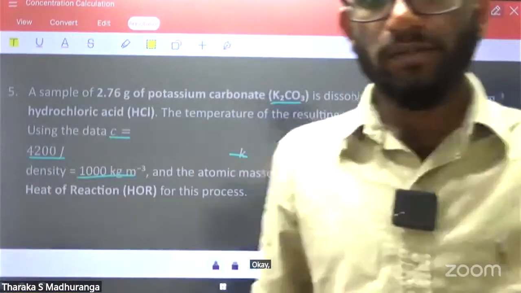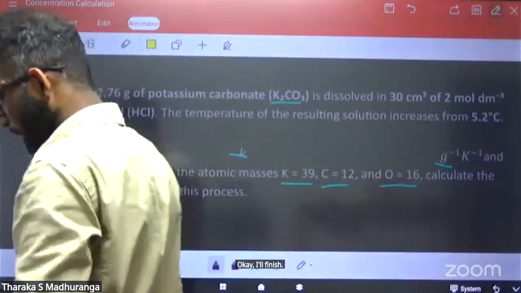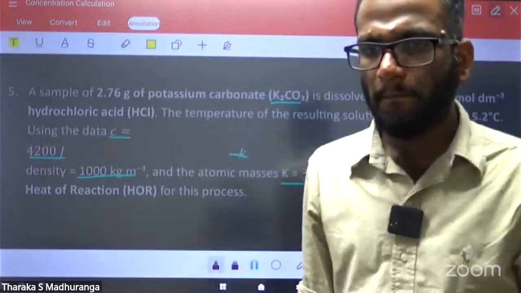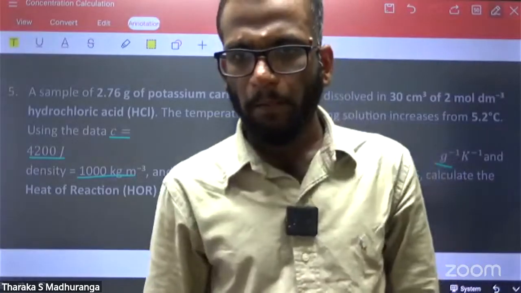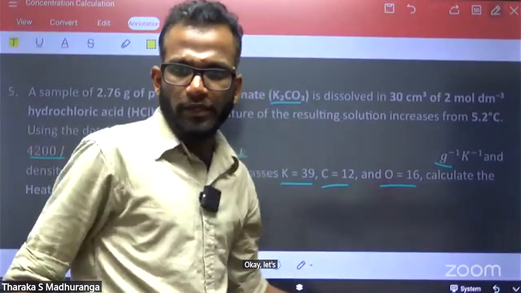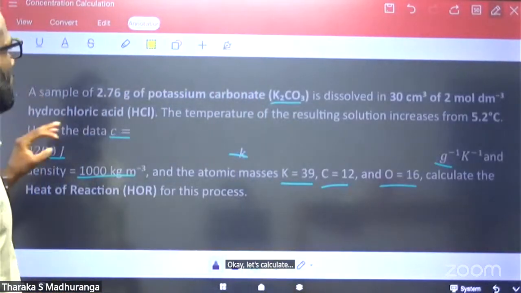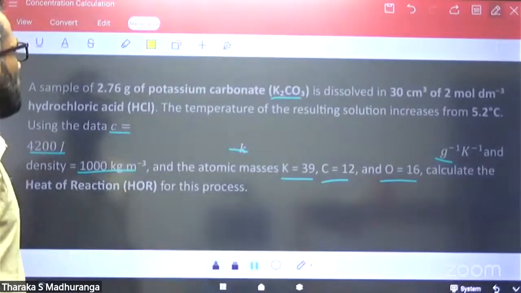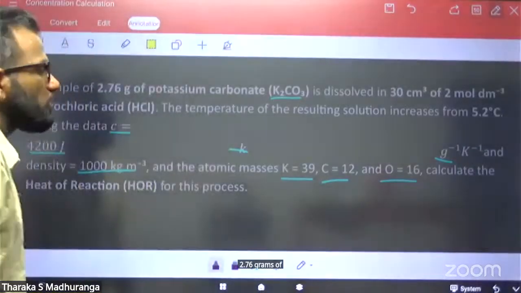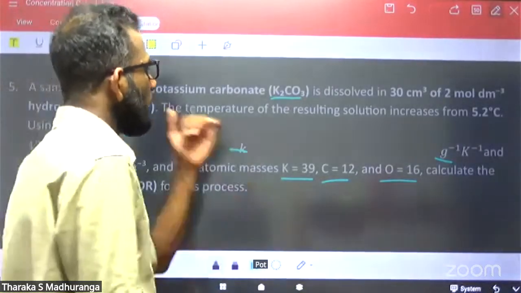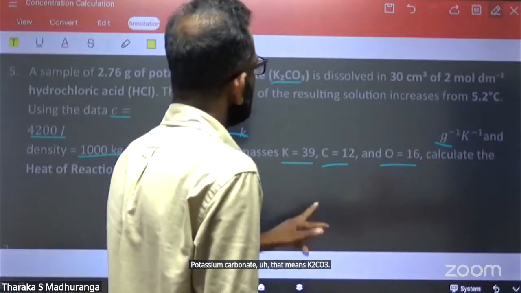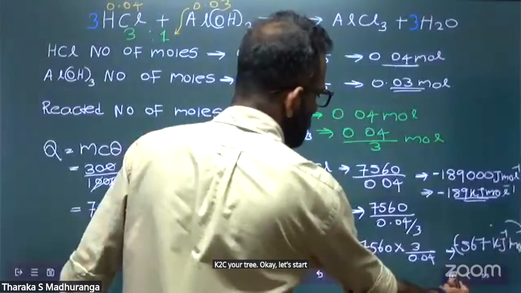Okay, I finish. Okay, let's calculate. A sample of 2.76 gram of potassium carbonate. Potassium carbonate, that means K2CO3. Okay, let's start in first step.